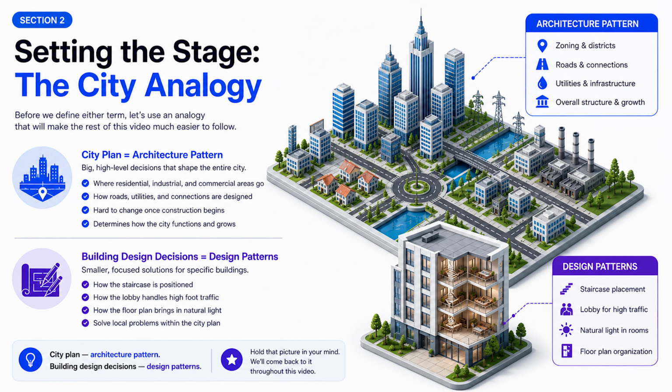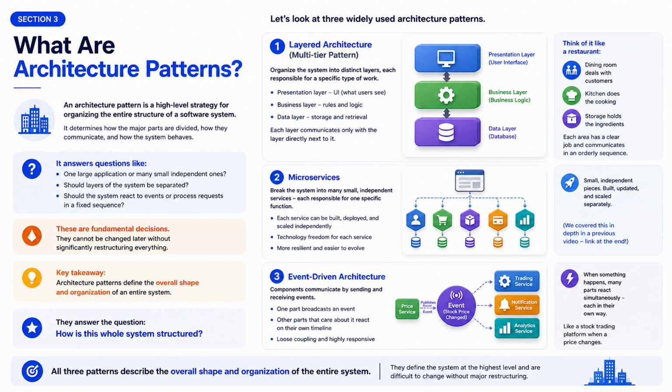An architecture pattern is a high-level strategy for organizing the entire structure of a software system. It defines how the major parts of the system are divided, how they communicate, and how the whole thing behaves. Architecture patterns answer broad questions. Should the app be one large system or many smaller ones? Should different layers be separated cleanly? Should the system react to events or process requests in a fixed flow? These are foundational choices. Once a system is built around them, changing them later is a major job.